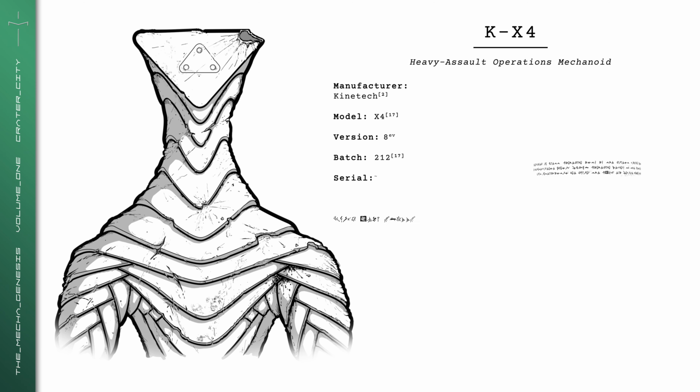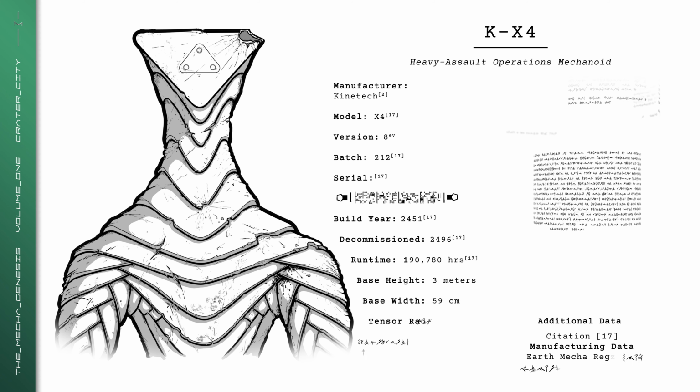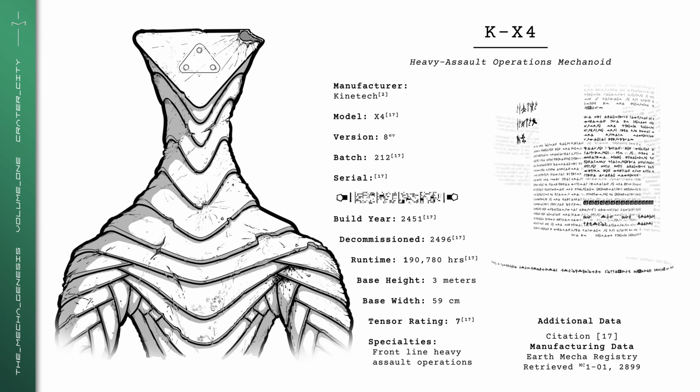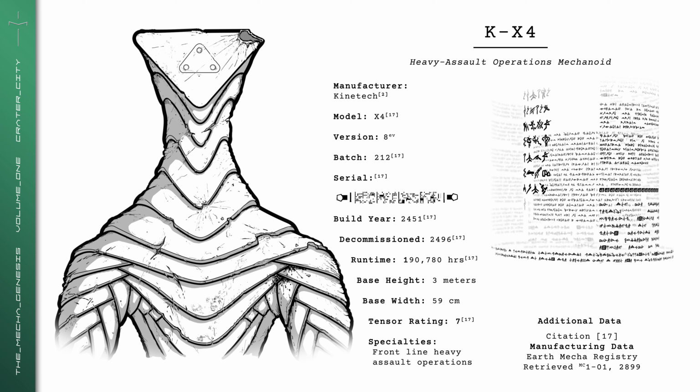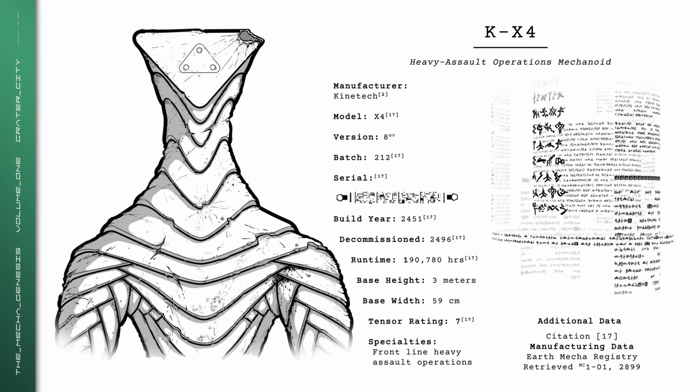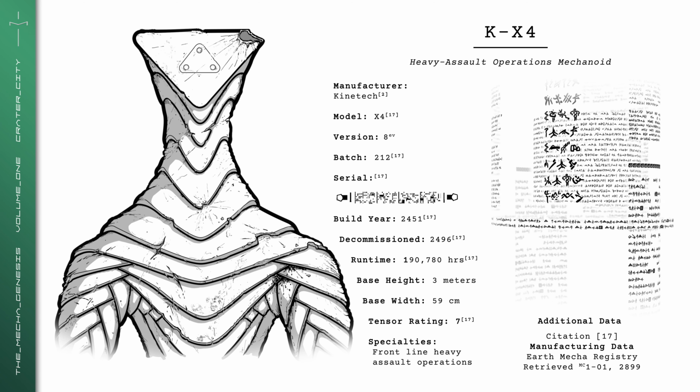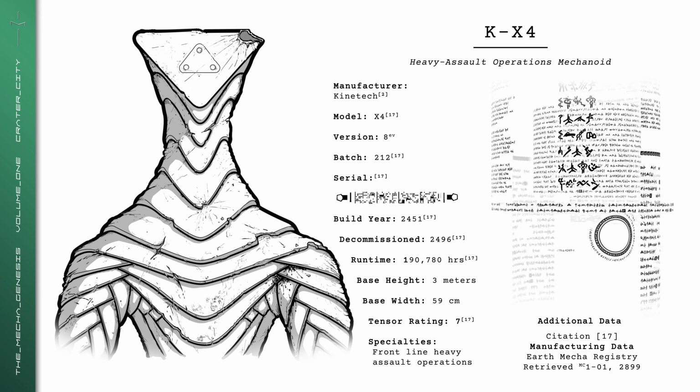Standing 3 meters tall with a level 7 tensor rating, the kinetic model X4 was the frontline heavy assault mechanoid for the North Atlantic Command. It was commonly referred to as a noodle due to its long and flexible heavy-duty limbs.